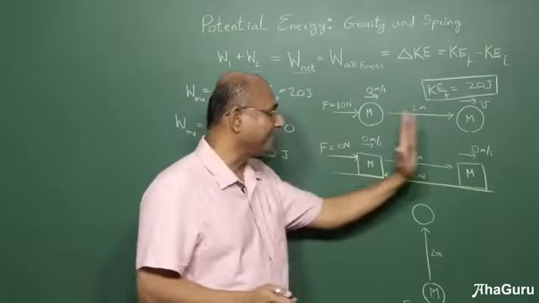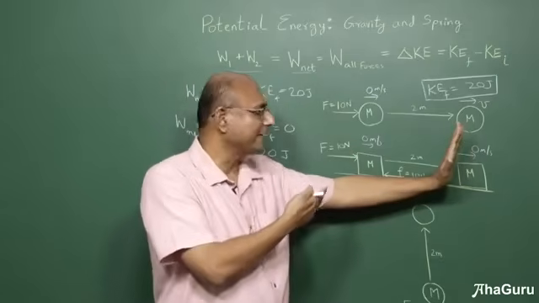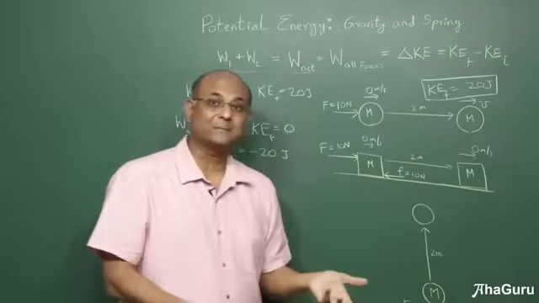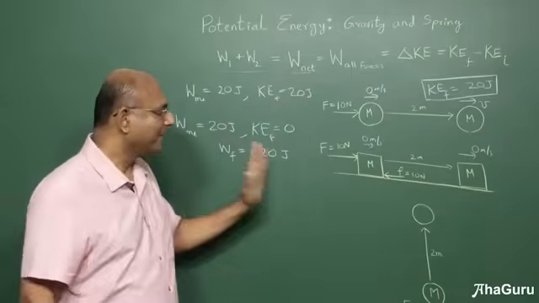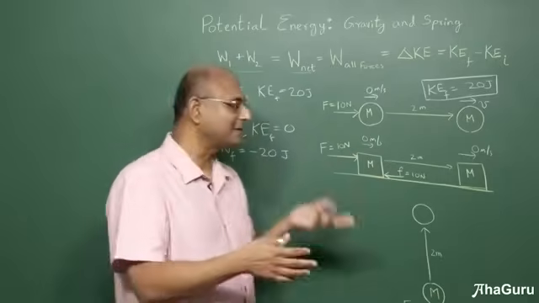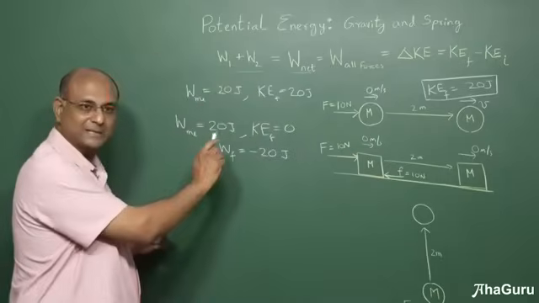If initial was 5 meters per second, so that means some kinetic energy. End was also 5 meters per second, same kinetic energy. So change in kinetic energy would have still been 0. But I'm going to start with 0 and do it at 0, so that's easier to understand. So I hope this is clear.